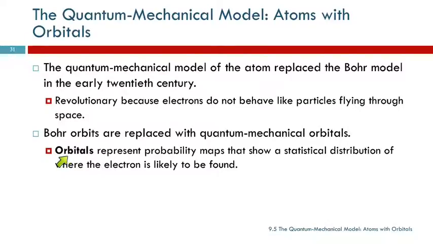So an orbital is really more of a probability map, a statistical distribution of where the electron is likely to be found. We can't really say that it's definitely going to be in that region, but we're going to say it's probably going to be in there.